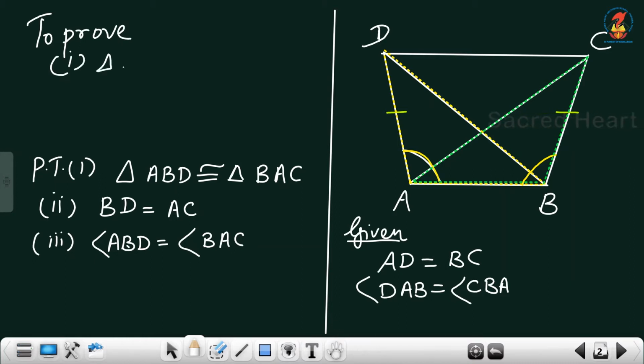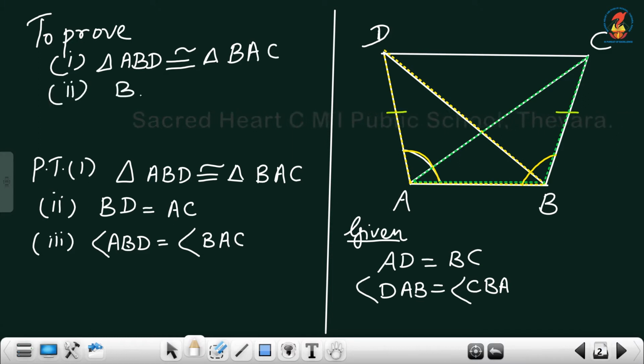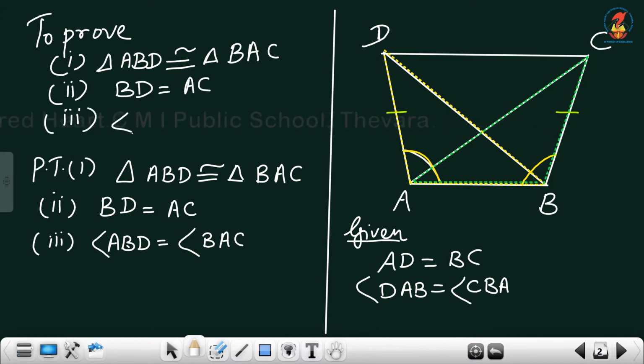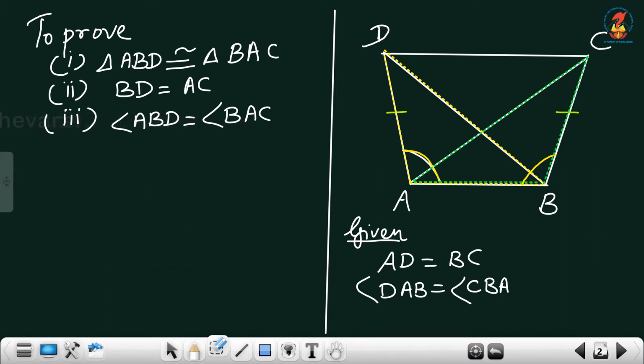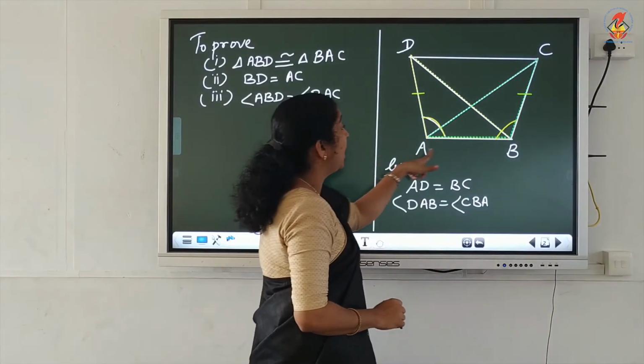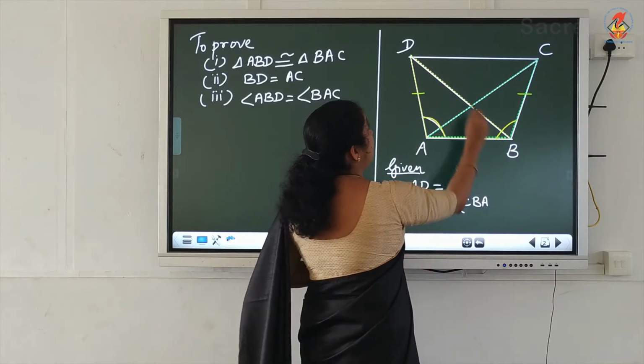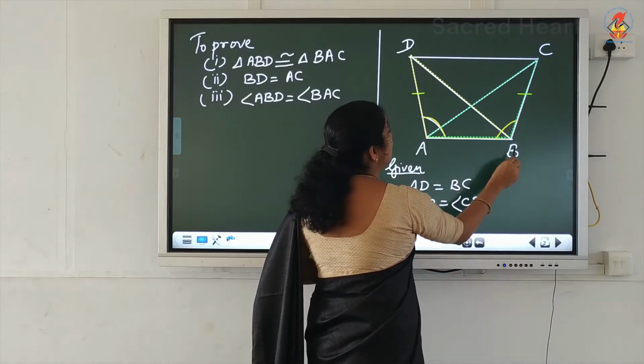To prove, first one, triangle ABD is congruent to triangle BAC. Second one is BD is equal to AC. Third one is angle ABD is equal to angle BAC. We have to prove this one by one. For this, the first thing we have to prove is triangle ABD is congruent to triangle BAC.